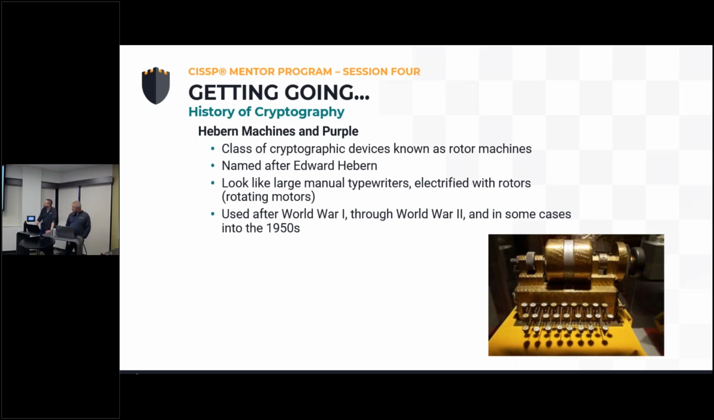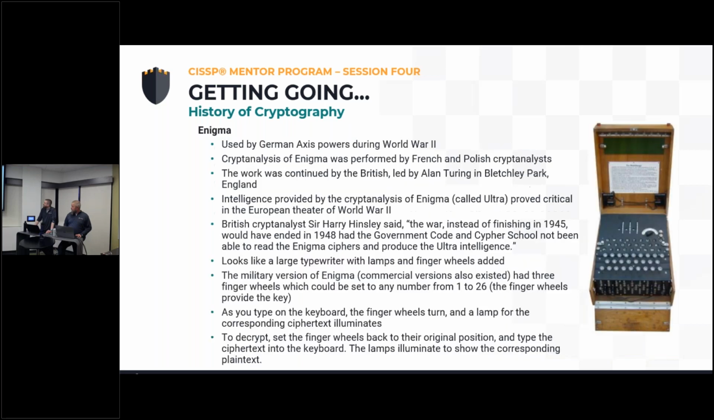Other machines, the Hebern machines, these are rotor machines, and Purple. So a rotor would turn as you type things on, and what would come out would be your encrypted message. Then you type the same thing in, and what would come out would be your decrypted message. Used for a while, to the 1950s.